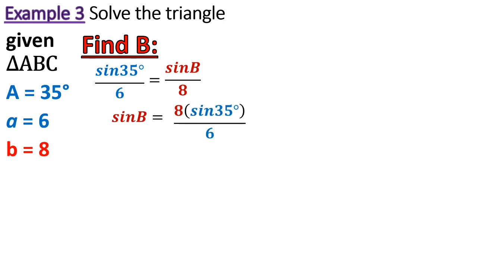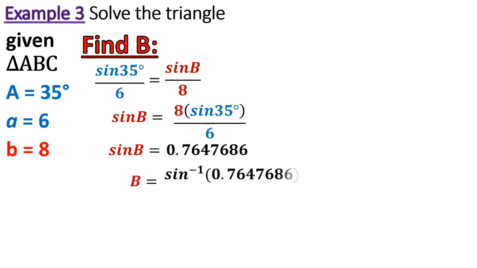Sine of B equals 8 multiplied by the sine of 35 degrees divided by 6. To get B alone, we will need to undo sine. So we will apply inverse sine to both sides. But you may want to first use your calculator to find the decimal equivalent of the right side. Now inverse sining both sides, the inverse sine of sine B is B, and the inverse sine of 0.7647686 is about 49.9 degrees.